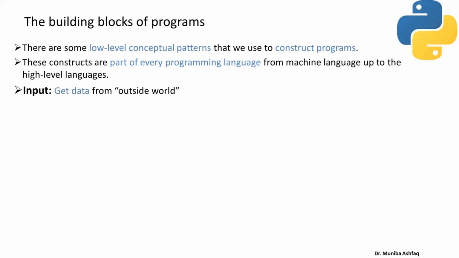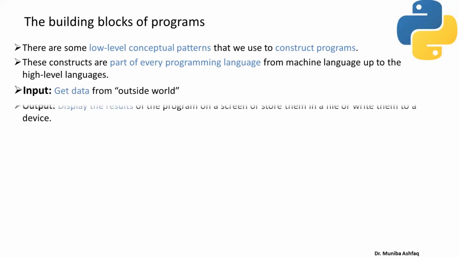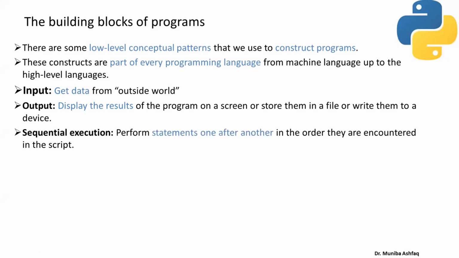Input: get data from the outside world. Output: display the results of the program on a screen, or store them in a file, or write them to a device. Sequential execution: perform statements one after another in the order they are encountered in the script.